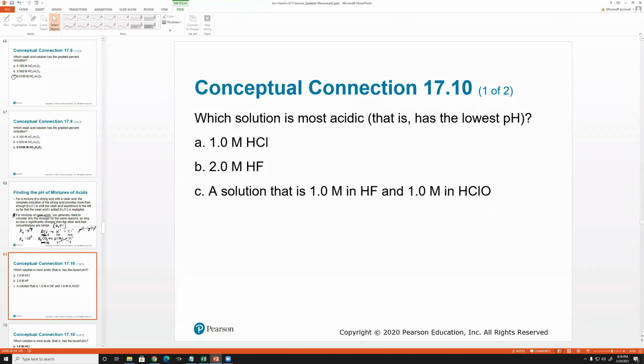And the answer is A because it's the only thing here that's a strong acid. Remember, HCl, HBr, HI, HNO3, HClO4, H2SO4. So HCl is a strong acid. You're going to have 100% dissociation. So you have 1 molar of hydrogen plus, as opposed to 2.0 molar HF, which is a weak acid. Then you have a mixture of 2 weak acids over here. So the strong acid would definitely be a lot lower pH, a lot more acidic.